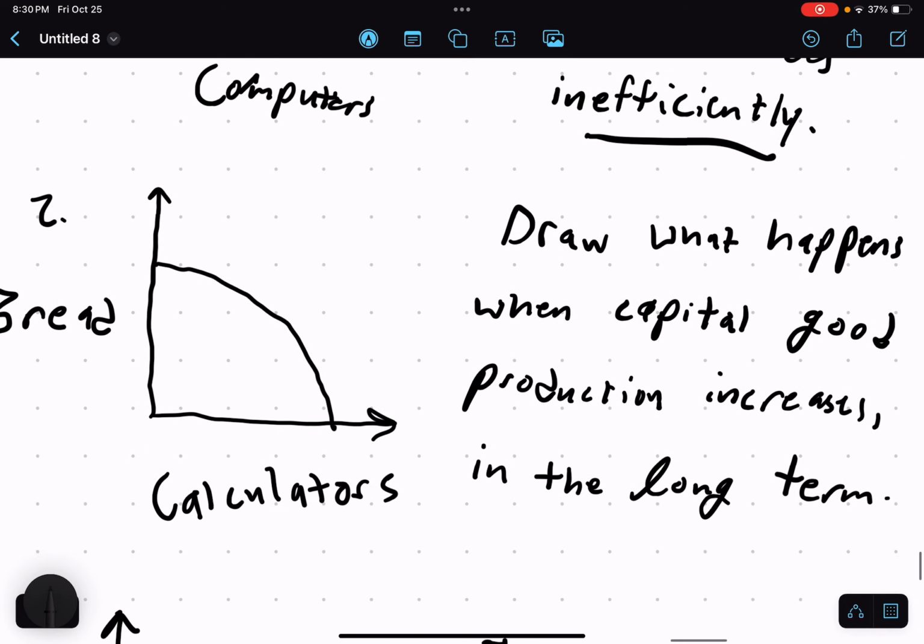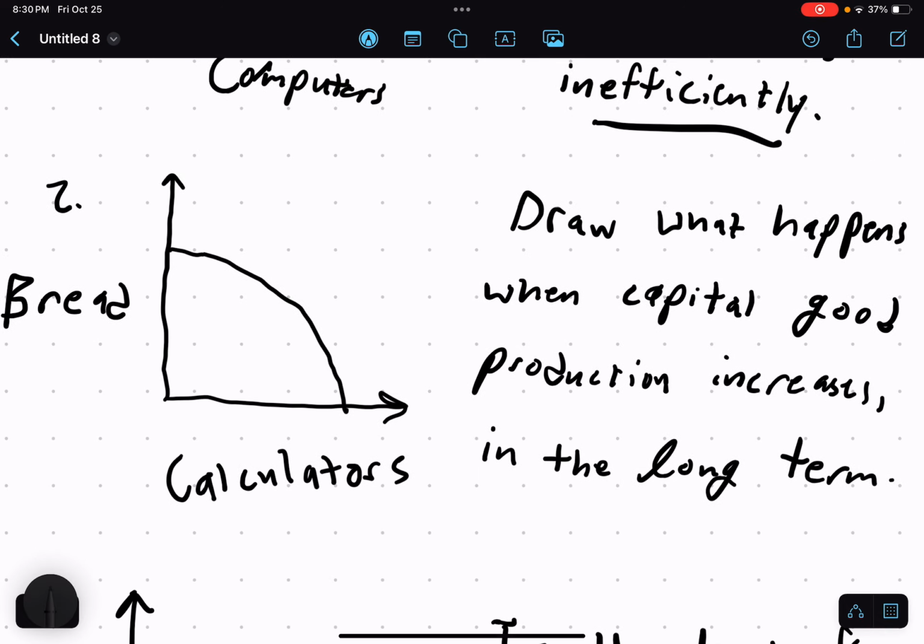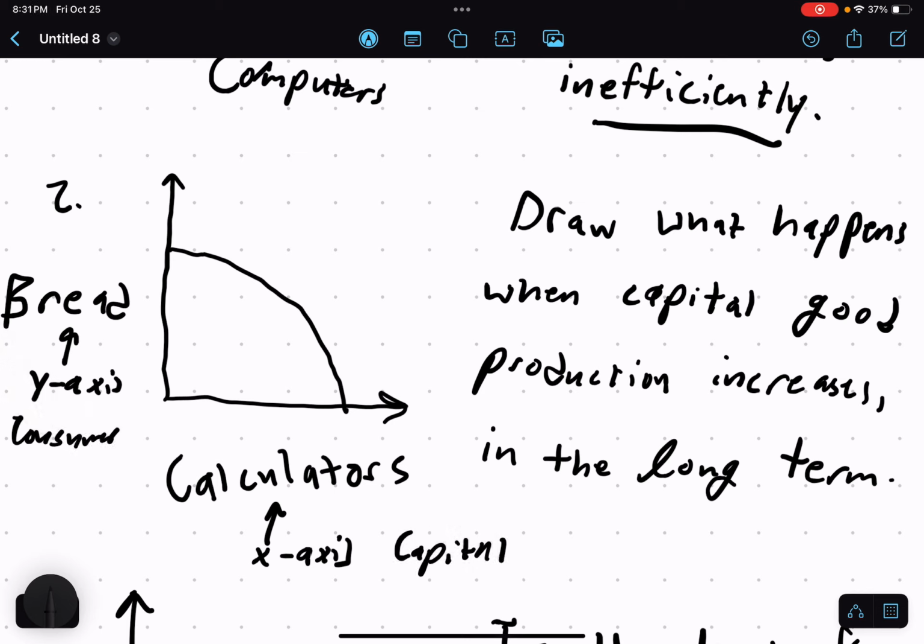So we're going to number 2. It wants us to know what happens when capital good production increases in the long term, so the PPC. So if you look at the PPC, the capital goods represents the x-axis and consumer goods represents the y-axis. And so basically, when you have an increase of capital goods, obviously the line moves here, but it even increases the amount of consumer goods.